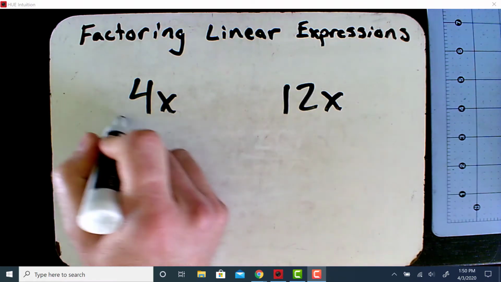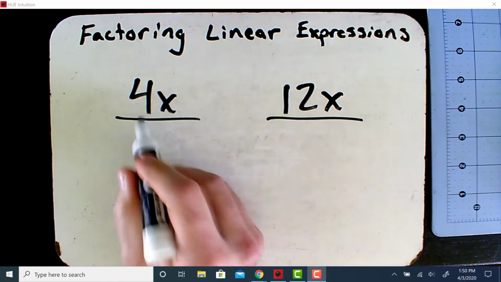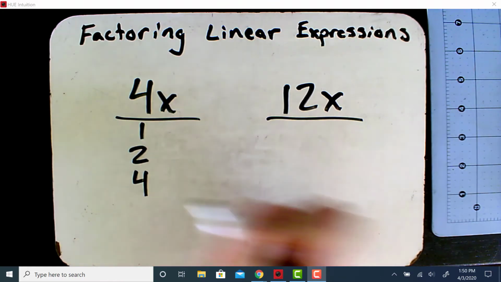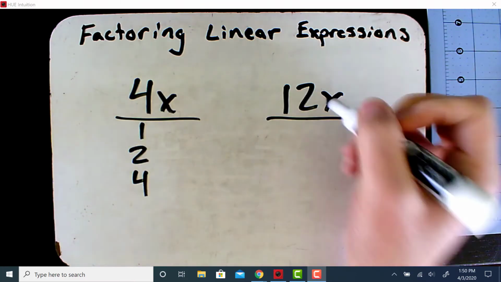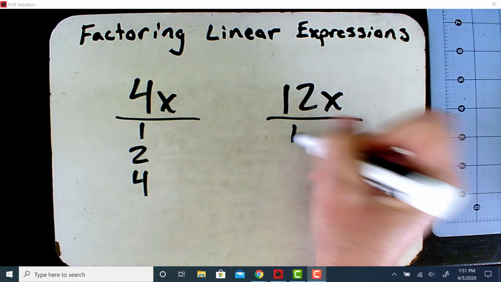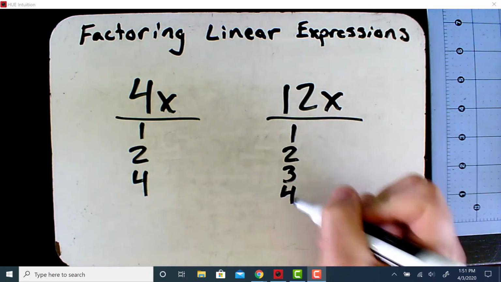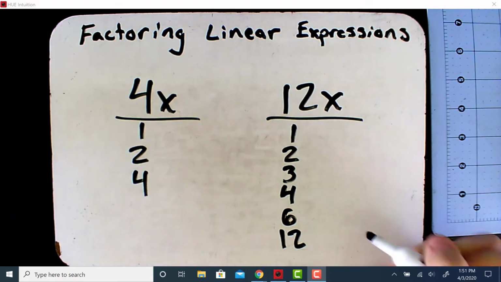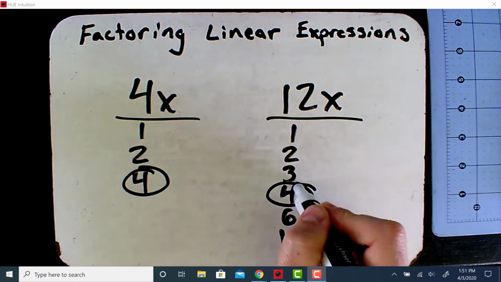All I've got to do is look at the numbers. The number 4 has these factors, 1, 2, and 4. These are the numbers that can be multiplied to make 4. 12 has the following factors, 1, 2, 3, 4, 6, and 12. Now, the largest factor that both of these have in common is 4.